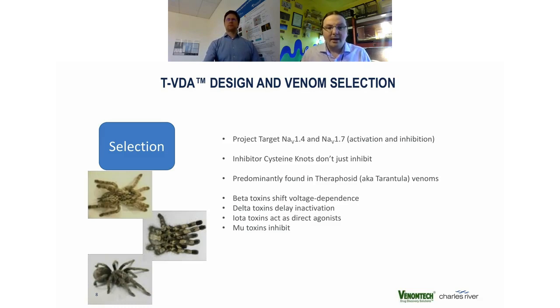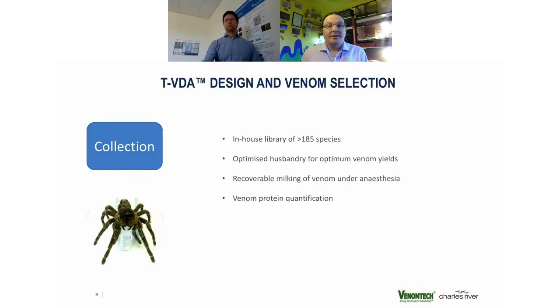And I've just put a list there about the beta delta toxins acting on the voltage gate, and then more like pore blockers from iotas and muse that are direct acting on other parts of the channels. So venom collection. For us, we have about 185 species, and probably just over a third of those are theraphosid or tarantulas. Now, this actually is a drop in the ocean. There are 930 or so species of tarantulas alone, and therefore we've got a huge diversity of venoms to potentially pick from. Optimizing the husbandry is key.